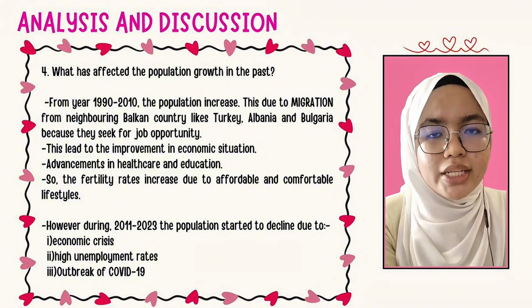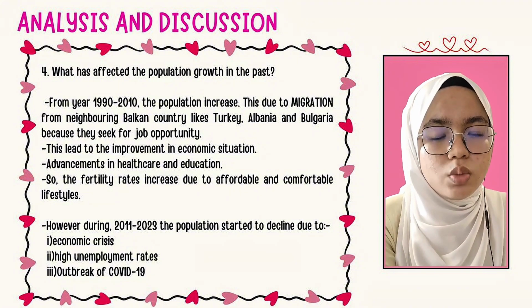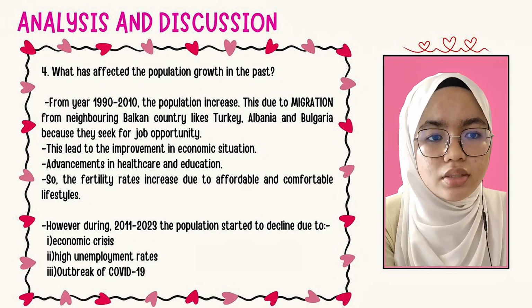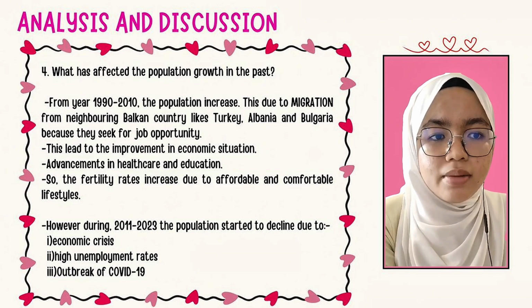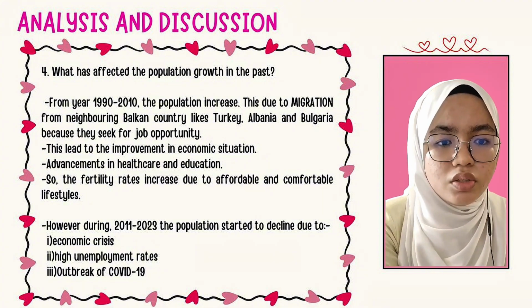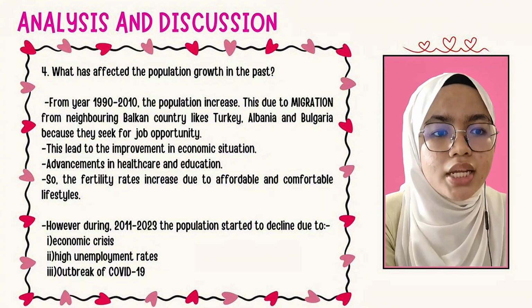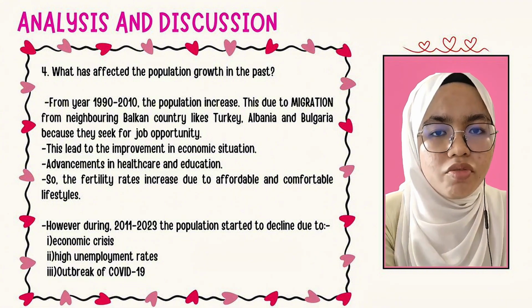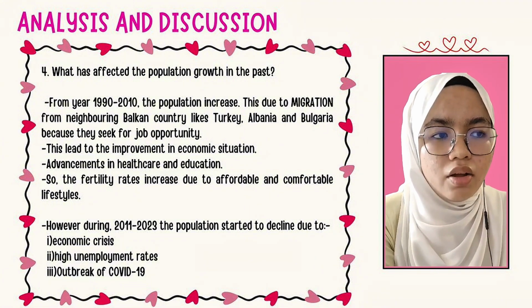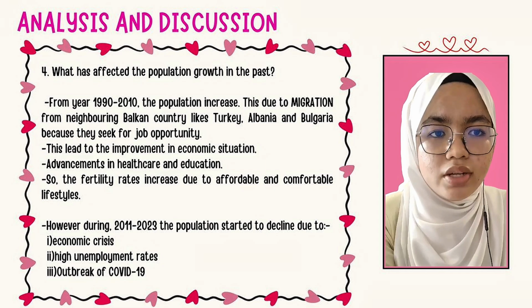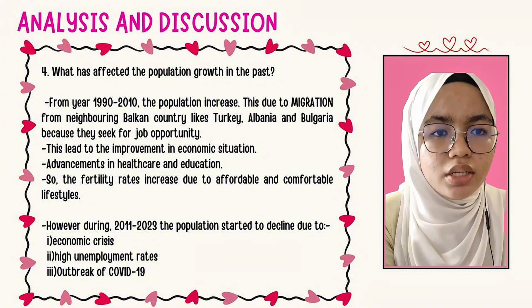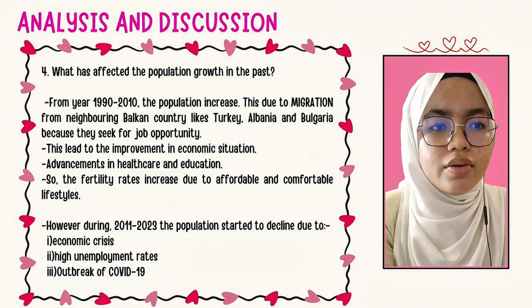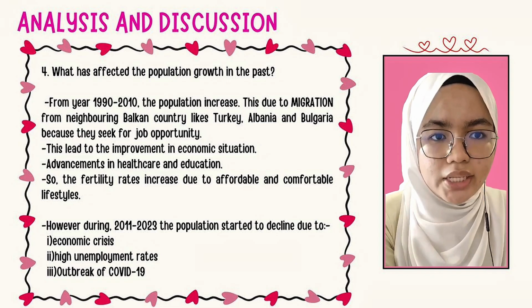However, the population of Greece started to decline from the year 2011 until 2023. This is due to many factors. One of them is the economic crisis, where many decided to leave the country due to its high unemployment rates, making skilled youngsters migrate to neighboring Balkan countries for job opportunities. At the same time, the outbreak of COVID-19 at the end of 2019 caused a severe decline in Greece's population, as the disease reduced the children and elderly population by a staggering amount over the next couple of years.